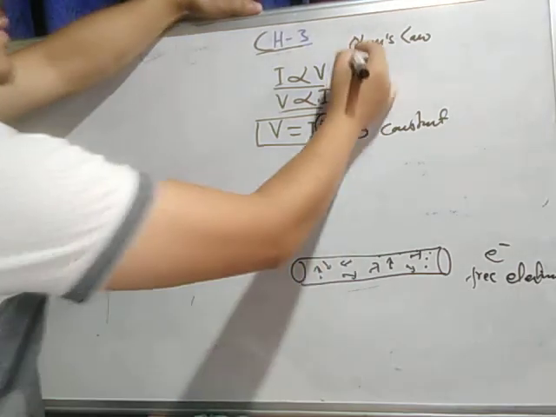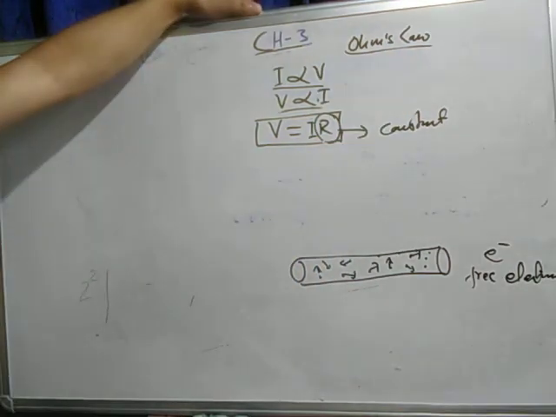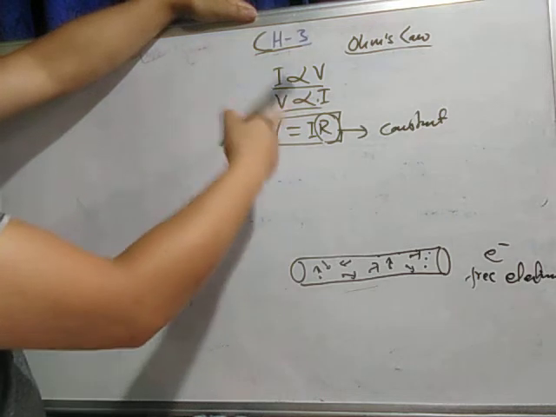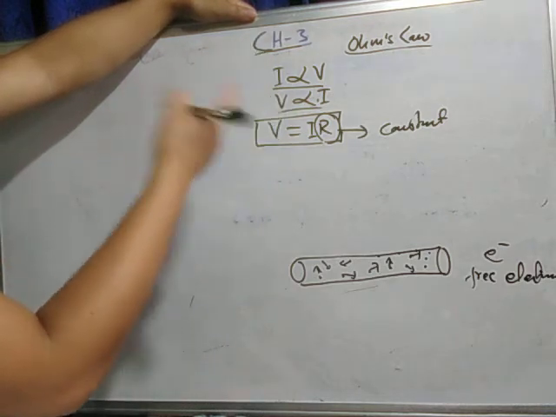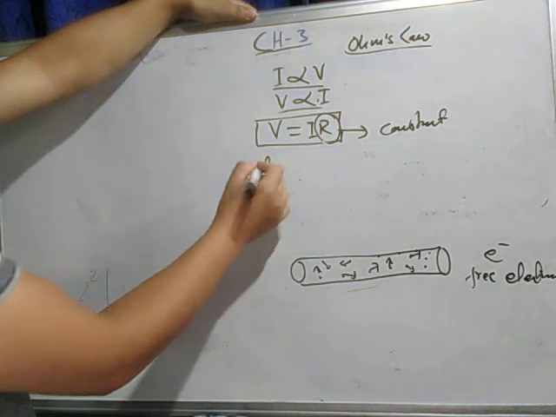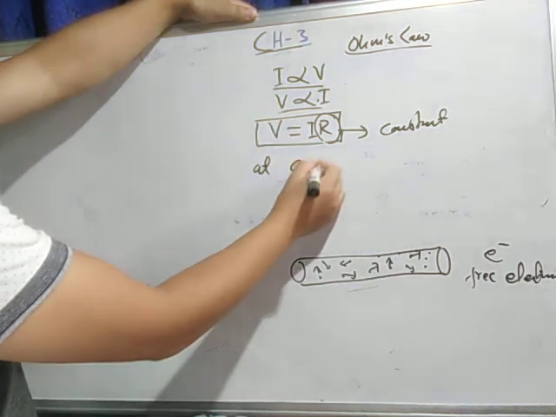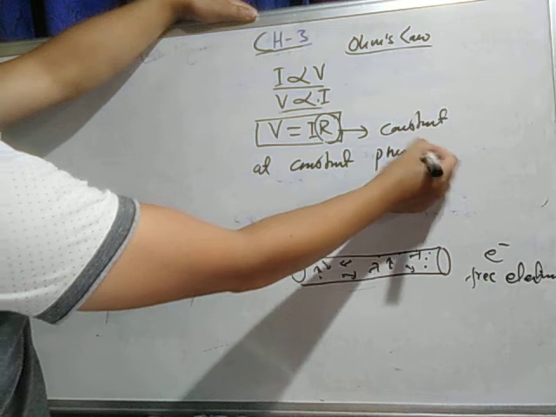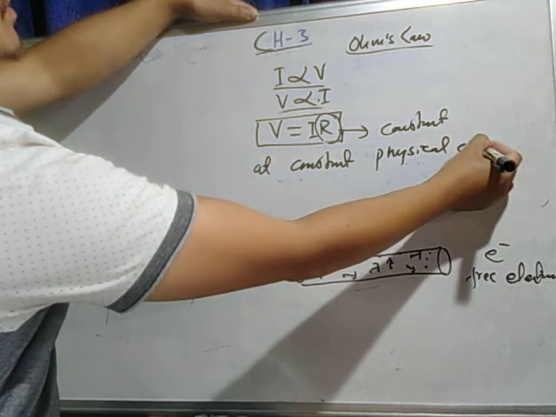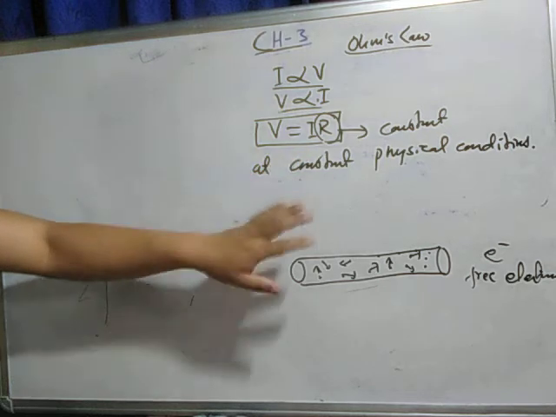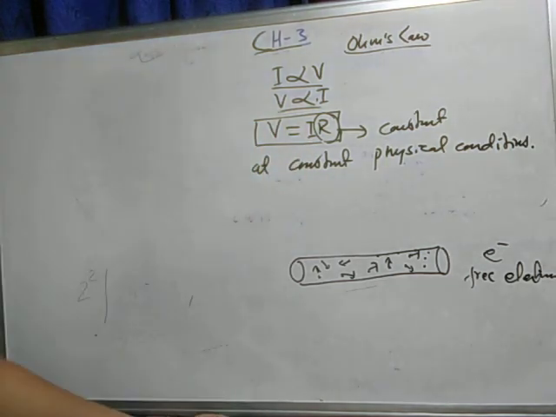Clear? So validation of this one, write down: Ohm's law is valid at constant physical conditions. Okay, so those are the temperature, resistance. Okay, right?